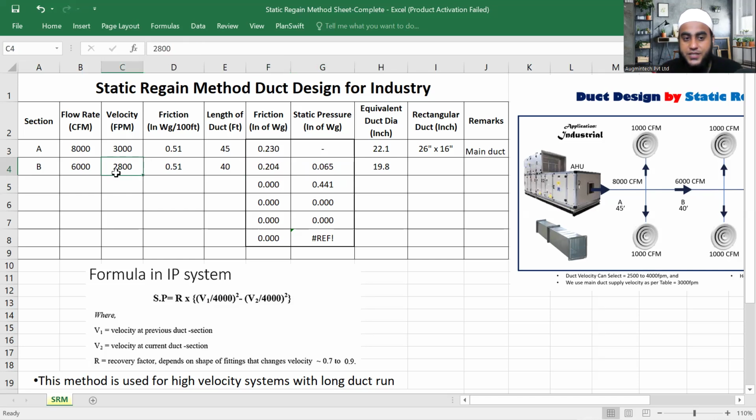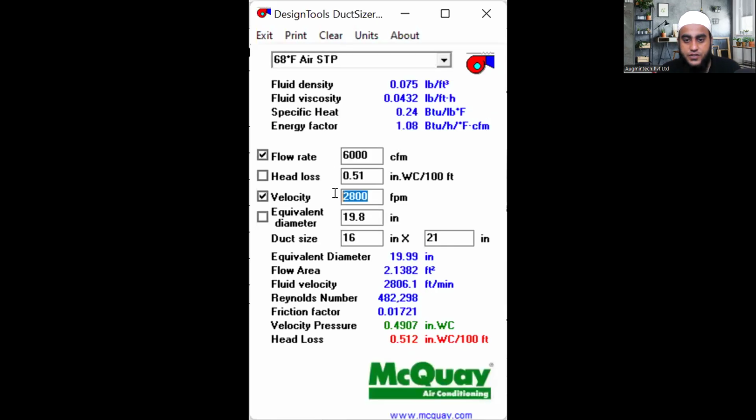So right now I'm changing it, because that is why I'm telling you this is our hit and trial method here. It is very complicated. You have to check the condition for each velocity you are taking. In the main duct, in the starting, okay, 3,000. But for the remaining section, let's say now I'm assuming 2,400 FPM velocity. As per that, I'm calculating the remaining things. So open the duct sizer, 6,000 CFM, velocity 2,400. How much head loss have we got? 0.344, and equivalent diameter 21.4.